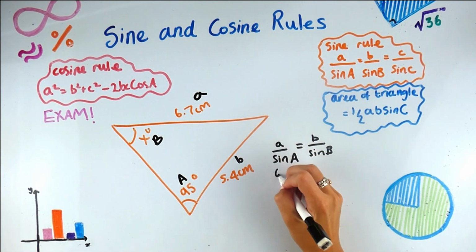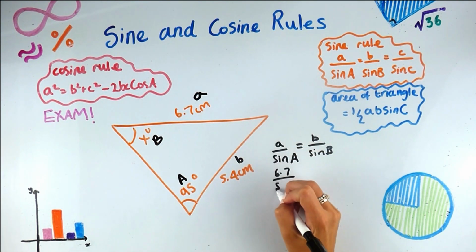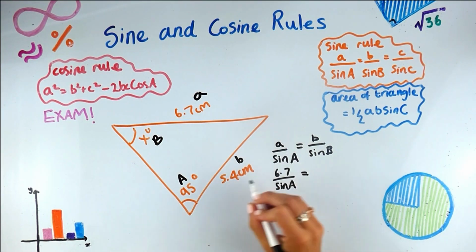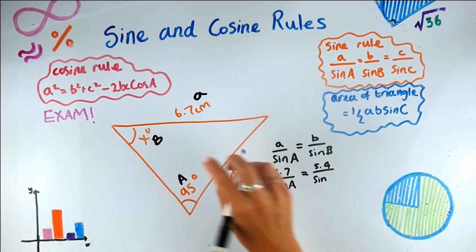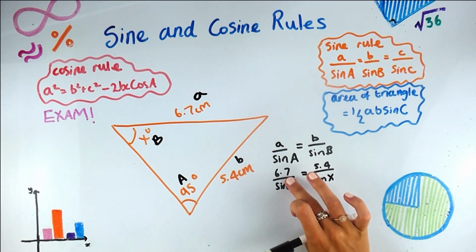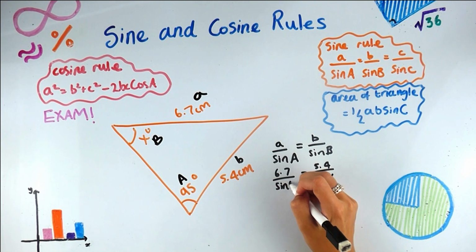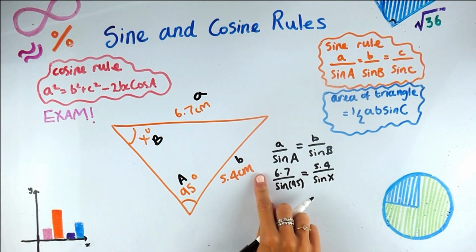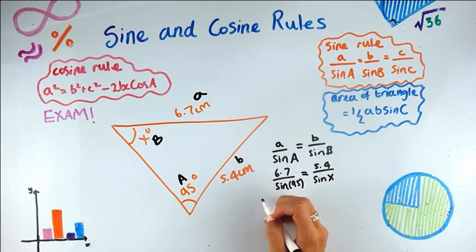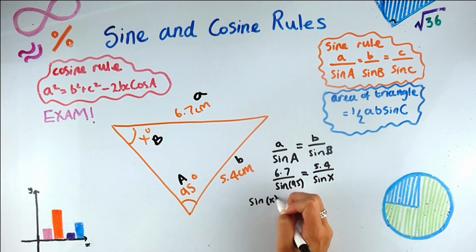Let's substitute in. What do we know? We know little a, 6.7 over sine A. We know little b is 5.4, and we know big B is x. Oh, we know A, this is sine 95. Now we want to rearrange this because we're trying to find x. So first thing I'm going to do is pull sine x up this side. So it's divide on this side, so it's going to be multiply on this side.